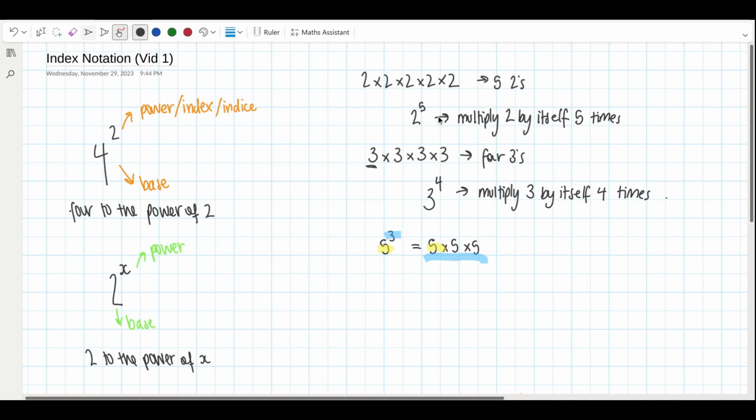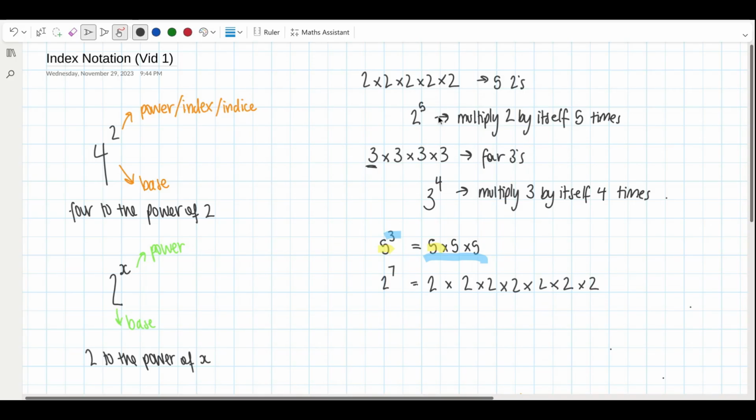If we have something like 2 to the power of 7, we know that our base is 2, so we're multiplying 2 by itself, and we're multiplying it by itself 7 times. So we'll have 2 times 2 times 2 times 2 times 2 times 2. How many have we got? 1, 2, 3, 4, 5, 6, one more, 7. So we've got 2 times 2, 7 times.